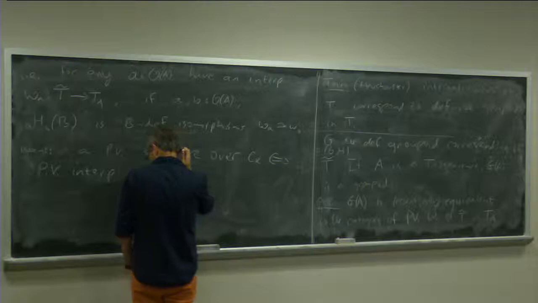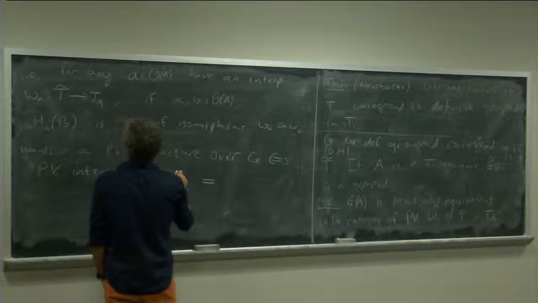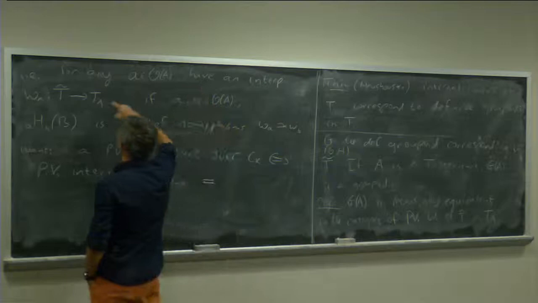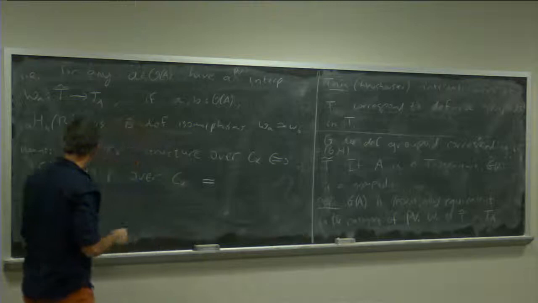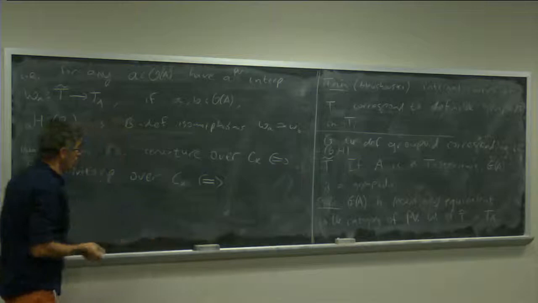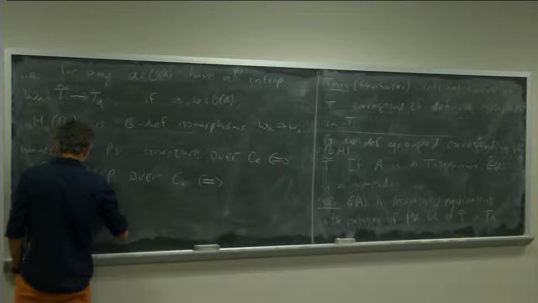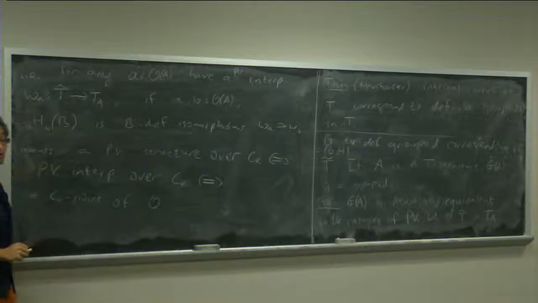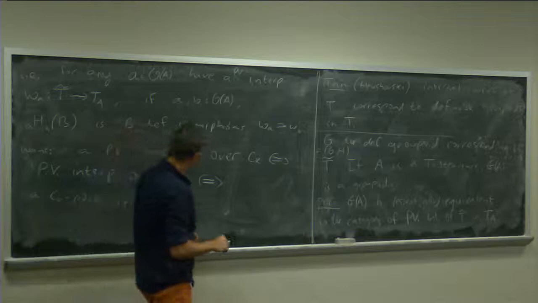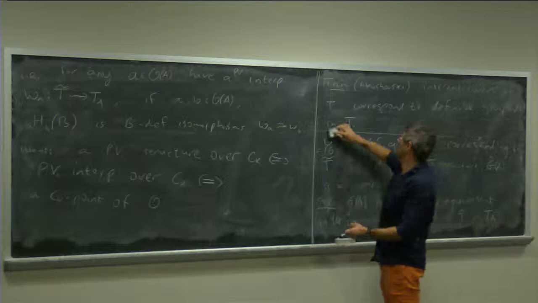Wait, did I say here? Yeah, so this is always a Picard-Vessiot interpretation. Okay, so this is the same as a point, a CK point of O. Okay? So that's what we're looking for. We're looking for a CK point of O.